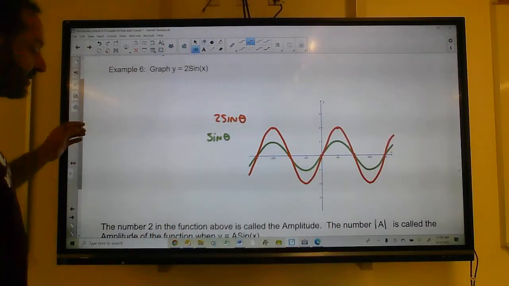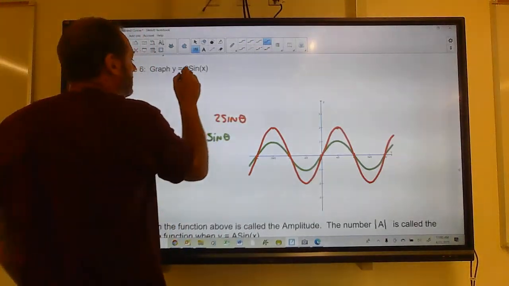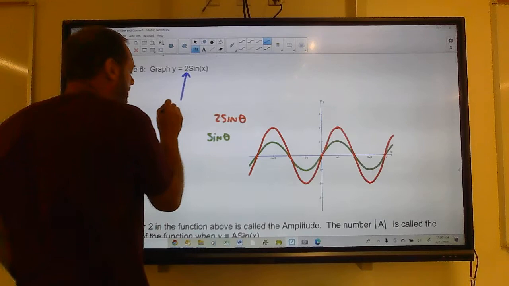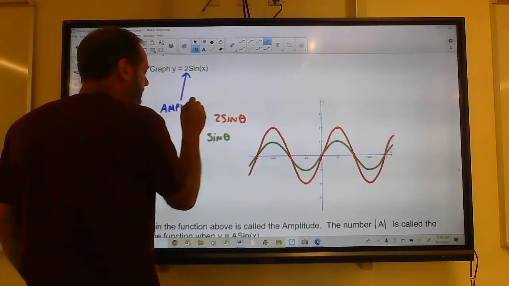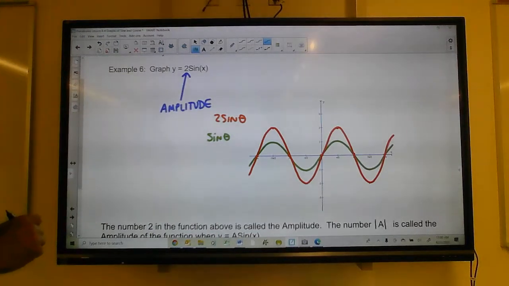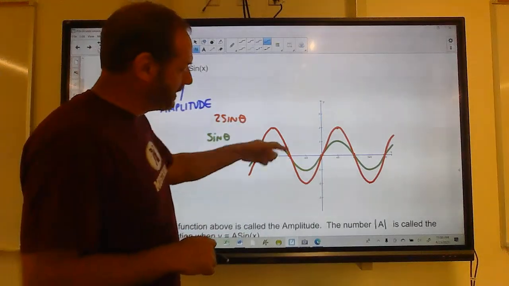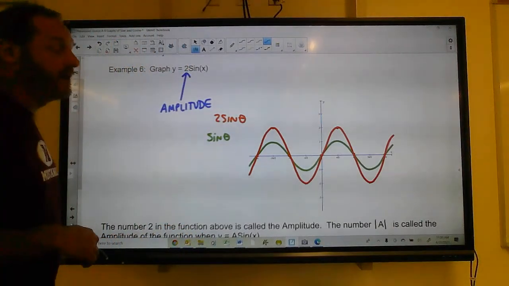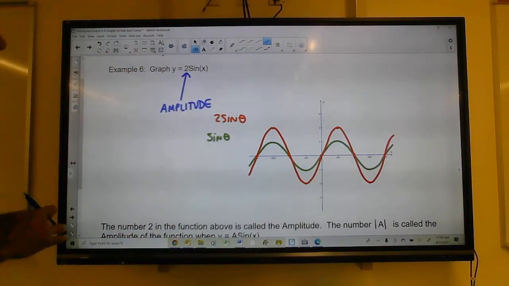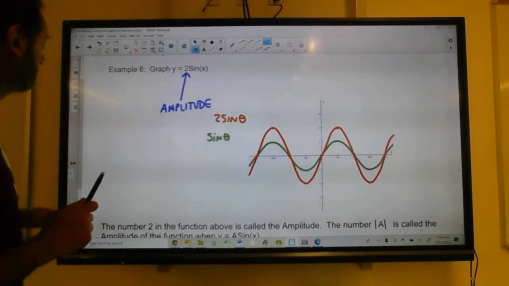Now, in this case, the number 2 is called the amplitude. So if you see a number out here, this is called the amplitude. And if it's negative, you use the absolute value. So if I had -2 out there, the only difference would be it would flip this red one upside down, but the amplitude is still 2. It's not going to be -2, it's 2. Make sure you get that right, okay?